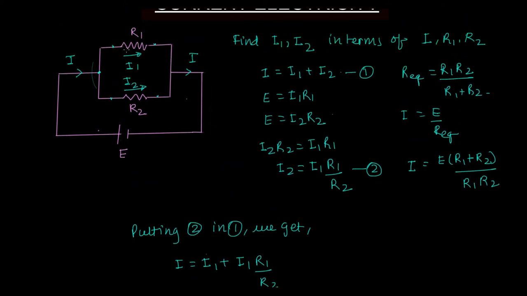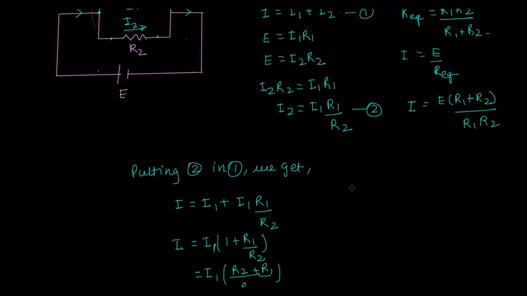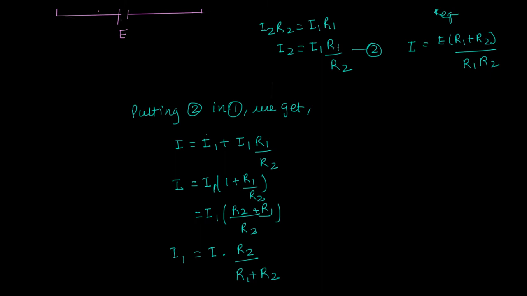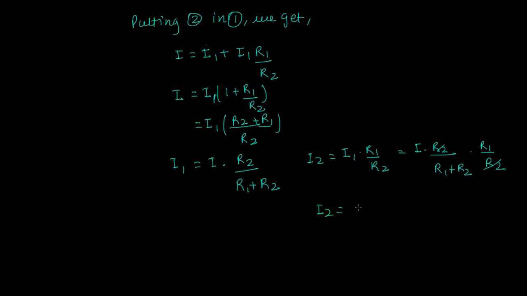And when you want this, so let us see. I already have I1. Now I2 is nothing but I1 multiplied by R1 by R2. So I2 is equal to I1 into R1 upon R2. Now that makes it I into R2 upon R1 plus R2 into R1 upon R2. This cancels and I'm left with I2 is equal to I R1 upon R1 plus R2. So I can write it like that. So this is I into that, and this is my I1.